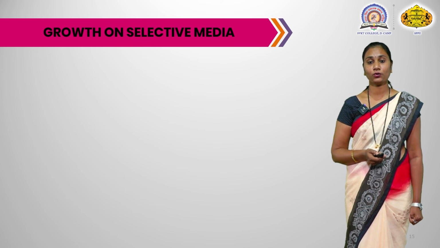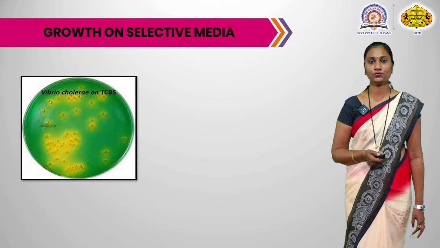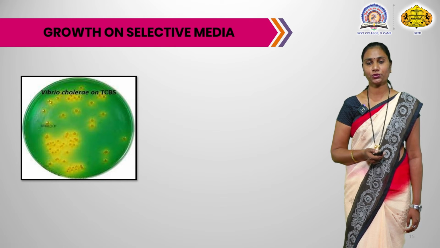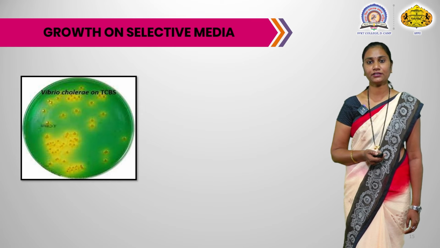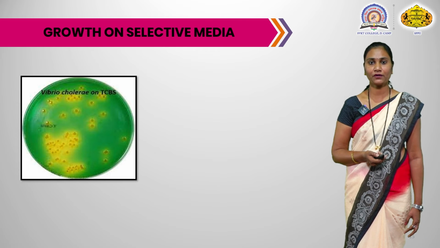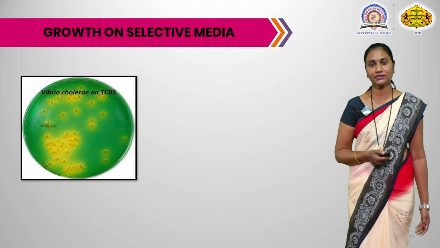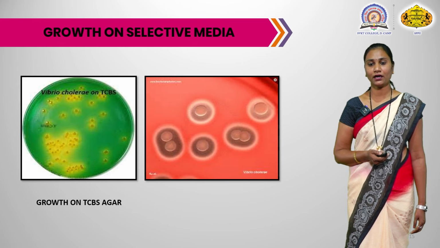Now we'll see the growth of Vibrios on selective media. Basically the selective media which is used for cultivation of Vibrio is TCBS agar. This is an image showing you the growth of Vibrios on TCBS agar. On TCBS agar, Vibrio results in formation of yellow colored colonies, and this yellow color is formed because of the bromothymol blue indicator present in the media, which under alkaline conditions changes its color to yellow, and because of this the colonies appear yellow in color.